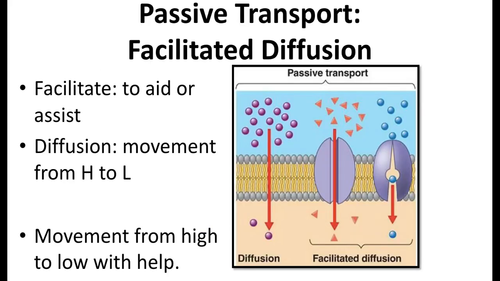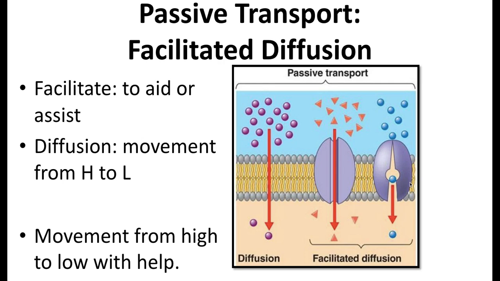The second type of passive transport is called facilitated diffusion. So a teacher's job is to facilitate learning. We help you, we aid you in your learning, but we do not do the learning for you. So kind of the same thing in a cell membrane, except it's a protein that is facilitating the movement of molecules from high concentration to low concentration.